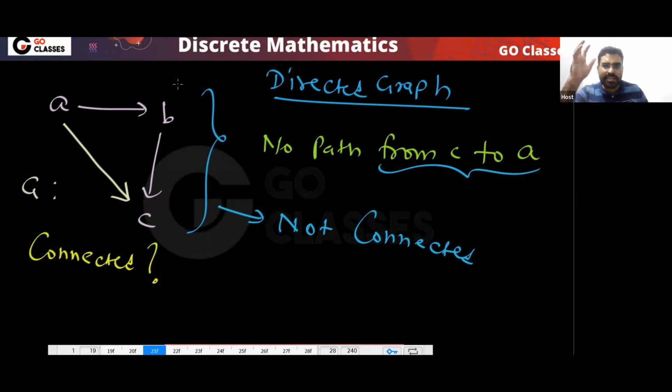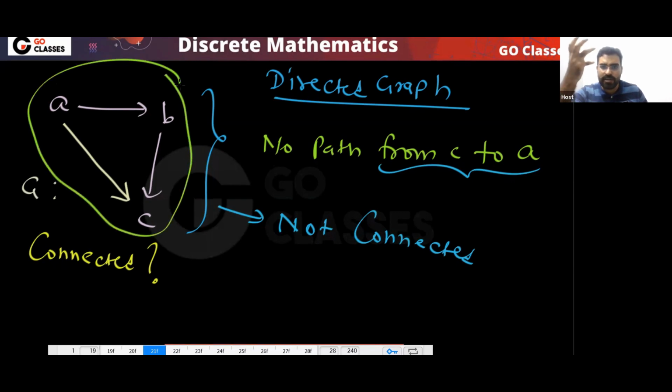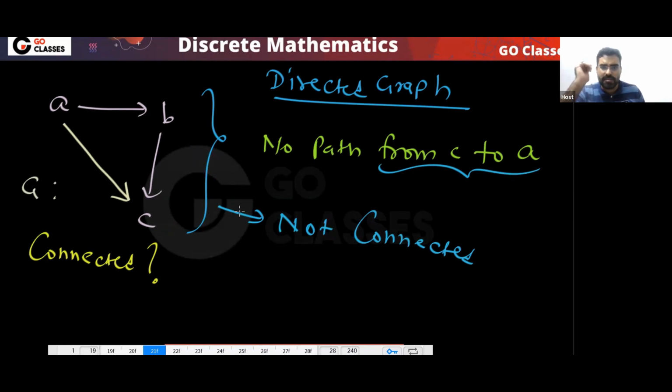It looks like this is one part, one island, one entity. I know some of you might be thinking, sir, this is one part. But remember, this is not how connectedness is defined for directed graphs. Yes, this is one entity, this is one island, I know. But still this is not connected because you cannot go from C to A. There is no path from C to A, so that is the reason this is not connected.